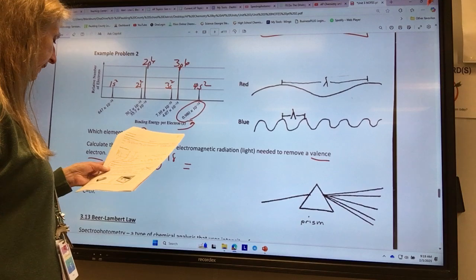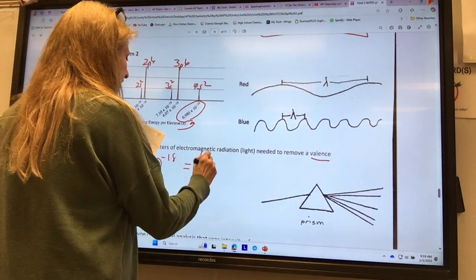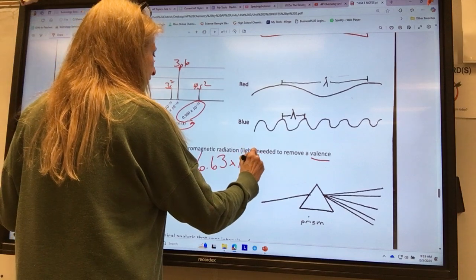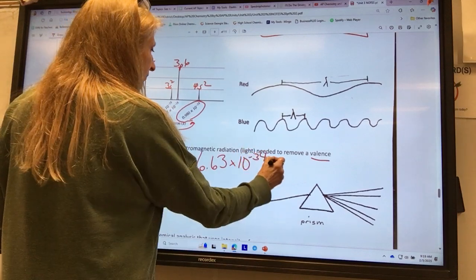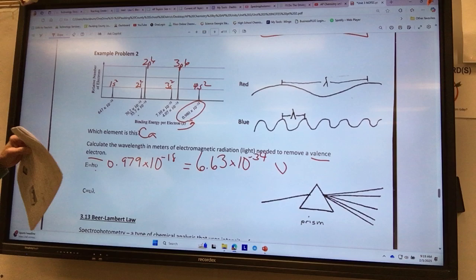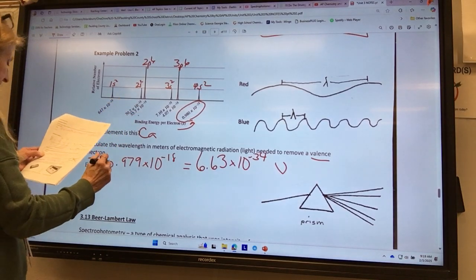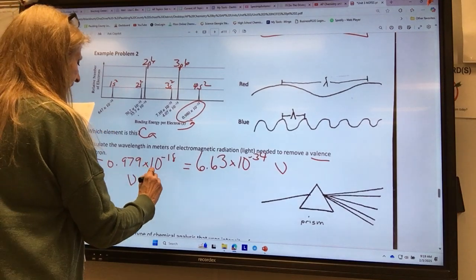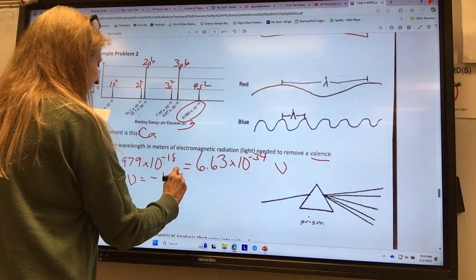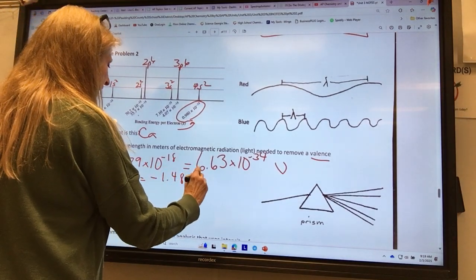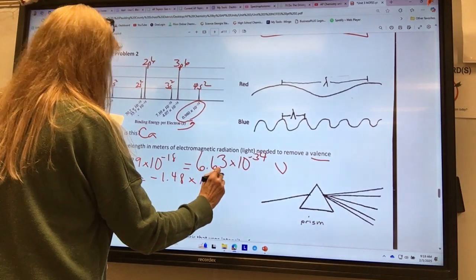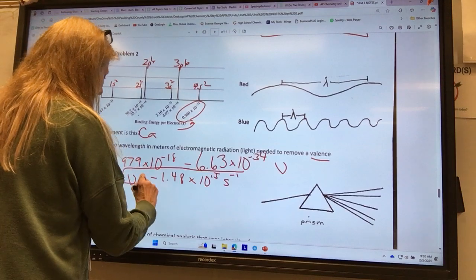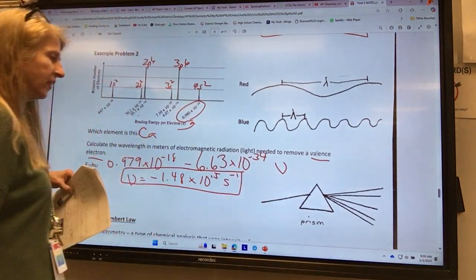And now we fill in Planck's constant, 6.63 times 10 to the negative 34. And then what we're solving for is that. So we divide both sides and we get that this is 1.48 times 10 to the 15th. And we'll put our Hertz symbol there again. So I'm going to put a box around that because I might need to be able to see that quickly.